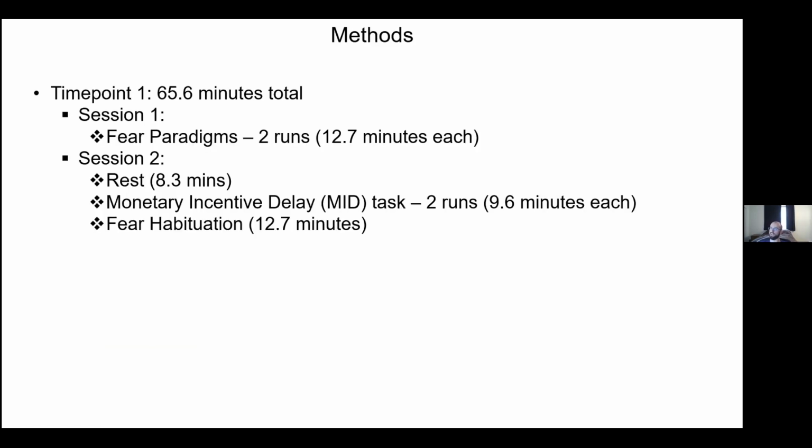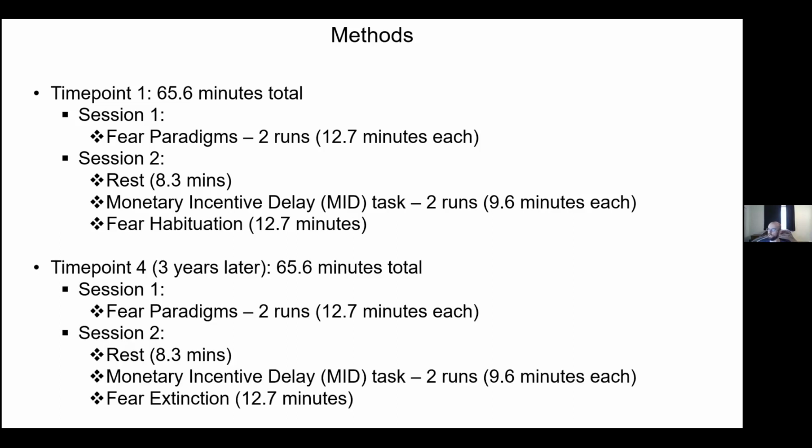The thing about this data set, however, is that it's collected mostly with task data. At time point one, we have 65.6 minutes total of data, but only 8.3 minutes of that is rest. The other 57.3 minutes comes from a combination of a couple fear paradigms and also a reward monetary incentive delay task. People are scanned at time point one and then also at time point four, three years later.